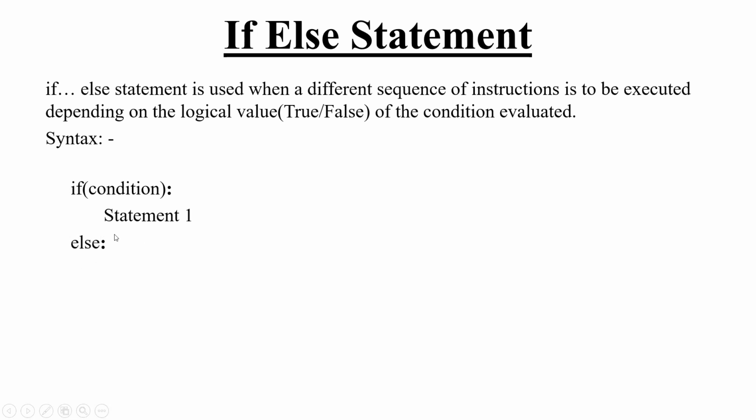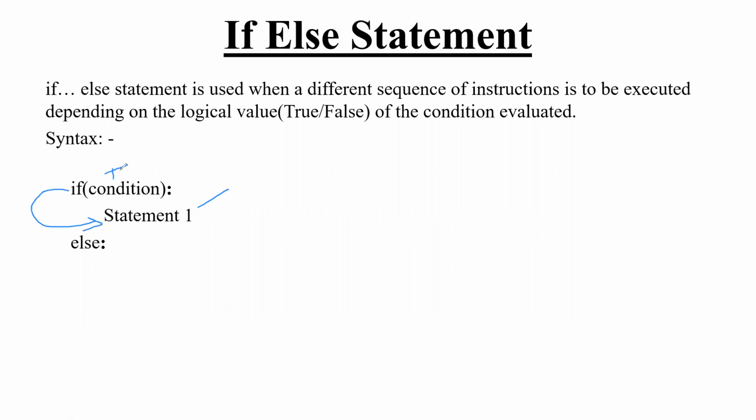And the else part runs if the if condition is not true. This is the condition, you can see here. So let me draw this. Now see, this is the condition actually. If this condition is true, it will automatically execute statement number one, like this.